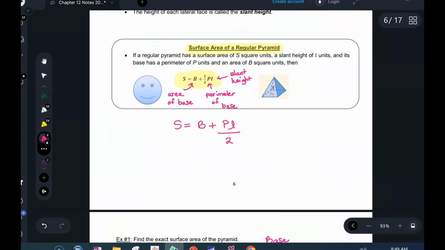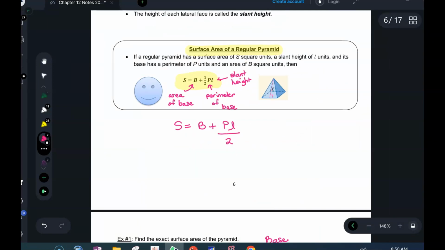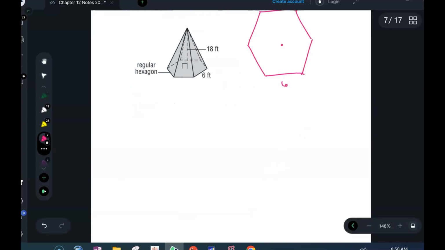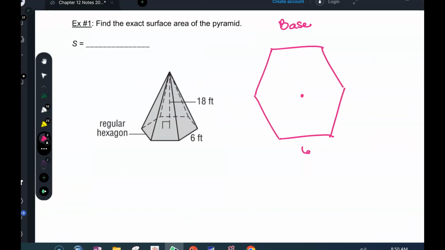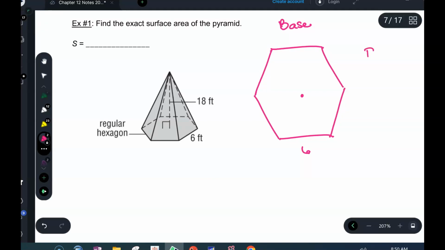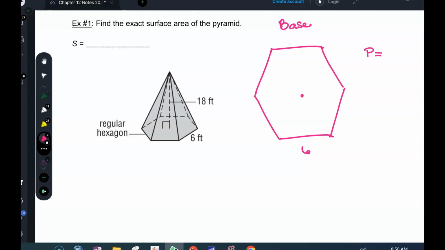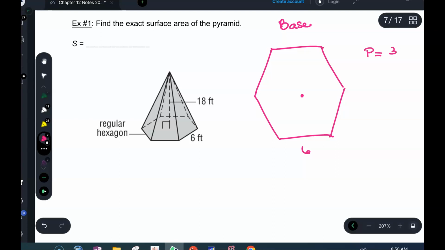Look at my formula. I need to find the area of the base, and I need to find the perimeter of the base. Wait, but what is 18? Is it the one that goes slanted or normal? That's the one that goes straight down. Thank you. We'll get to that. Let's first look at the base. What's the perimeter of the base? 36. 6 times 6. Next, what do we want to do?